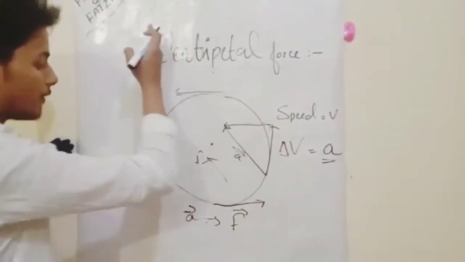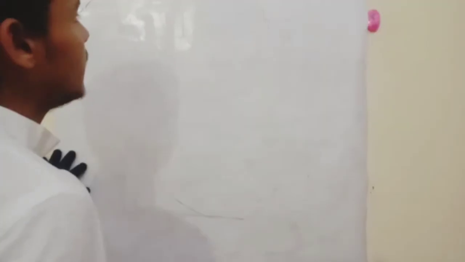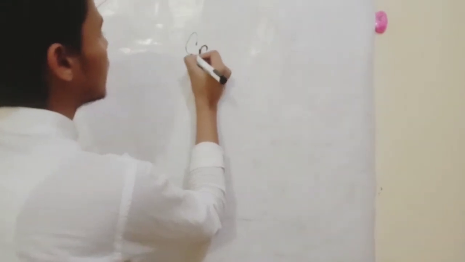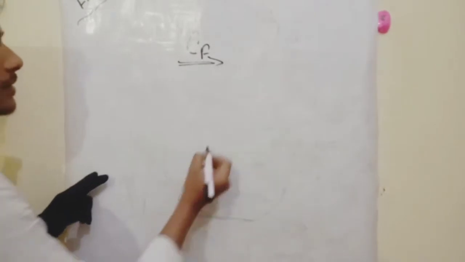Otherwise it would have moved in a straight path. So this is the force which acts toward the center. Centripetal force is not a new force that we are learning. Centripetal force is not a new force. So let us understand this with examples.